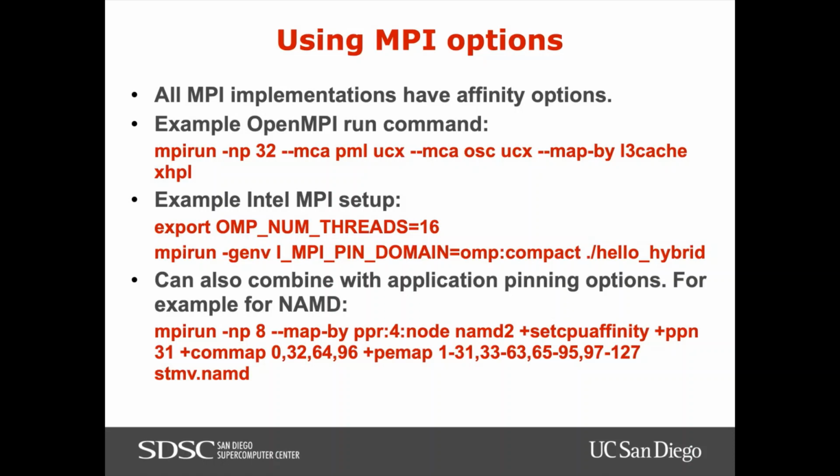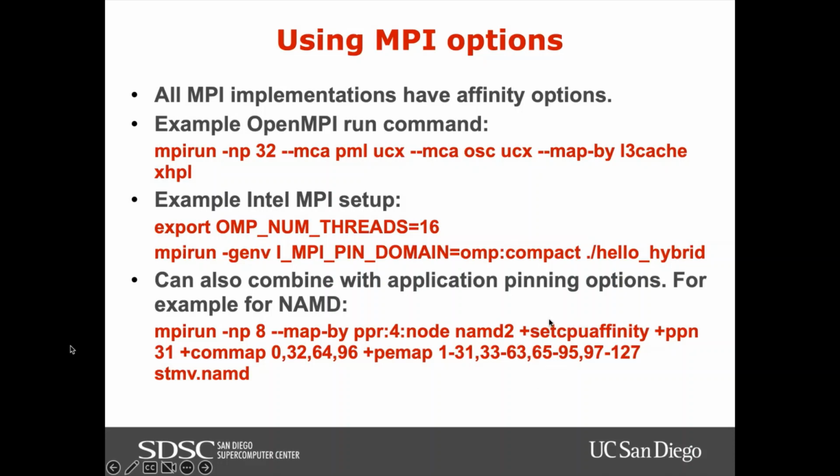Sometimes the application itself has pinning options. An example is NAMD, which is a molecular dynamics application. It does have very specific layout options. So here I'm combining the two, by the way. What I'm doing here is saying mpirun -np 8. I'm saying map ranks with 4 tasks per node, right? So that's one thing. So you will have 4 NAMD tasks, but then the tasks themselves are laid out according to this structure.